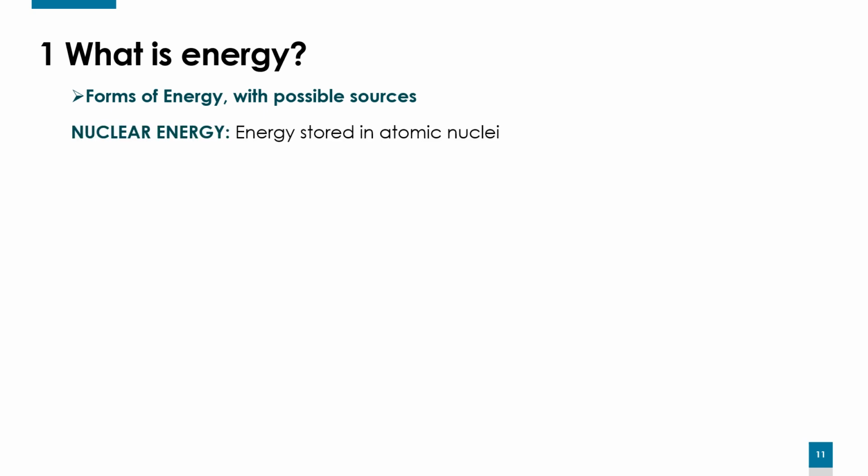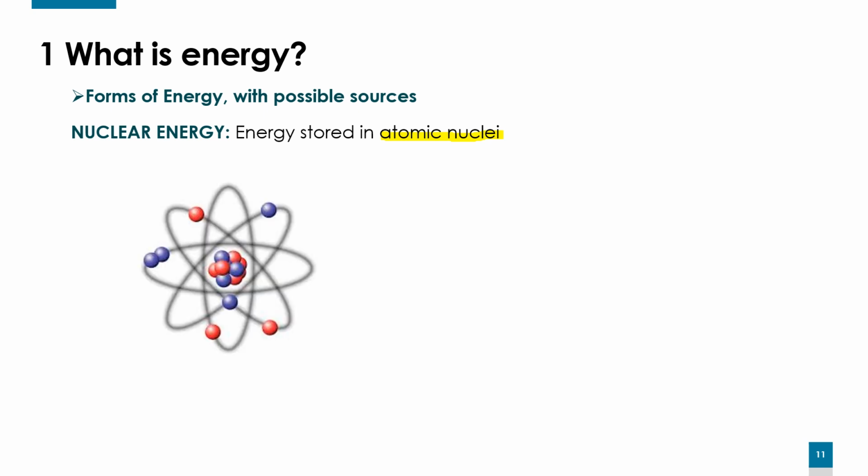Nuclear energy is the energy inside an atomic nucleus. Before, we had electrical energy. Electrical energy is the energy from the electrons. The electrons are in the electrosphere here. These are the electrons, and the electrons create electrical energy. But nuclear energy is the energy that is inside the nucleus.